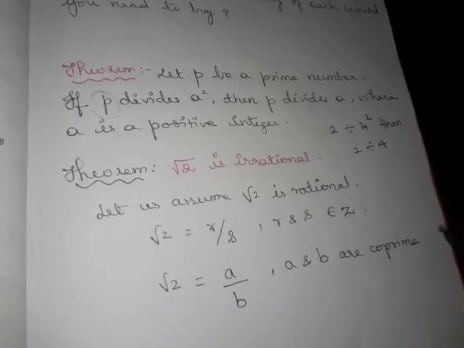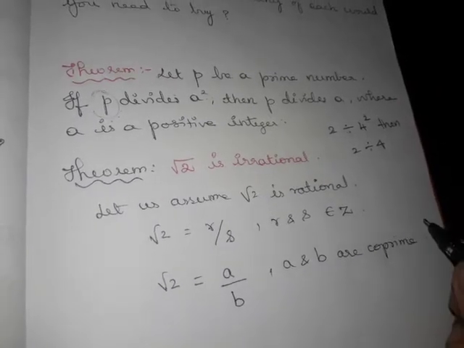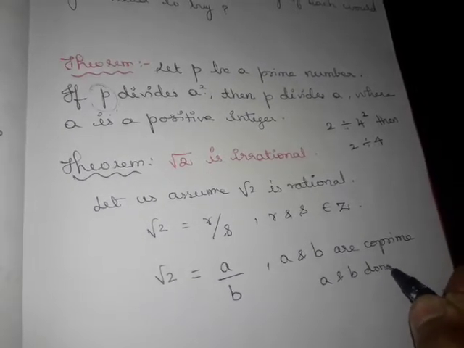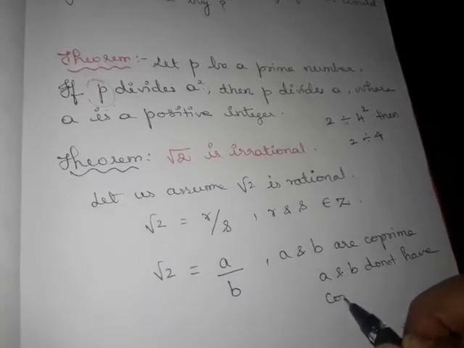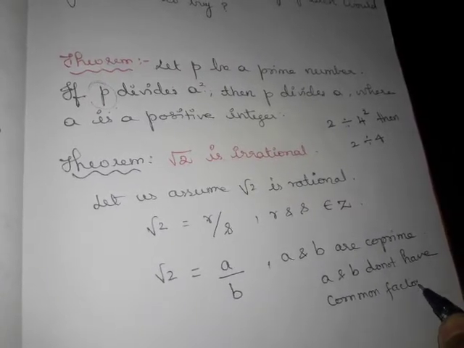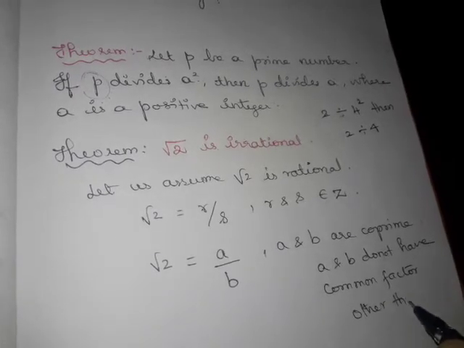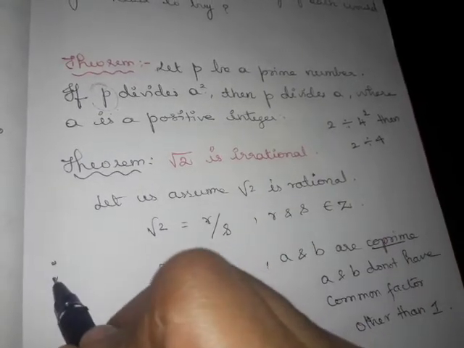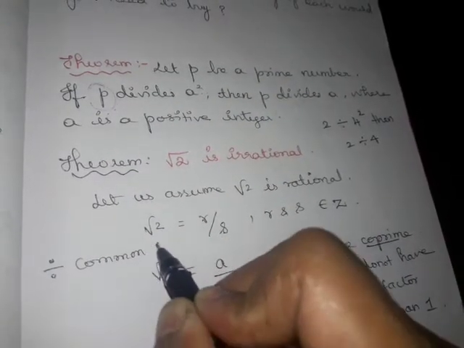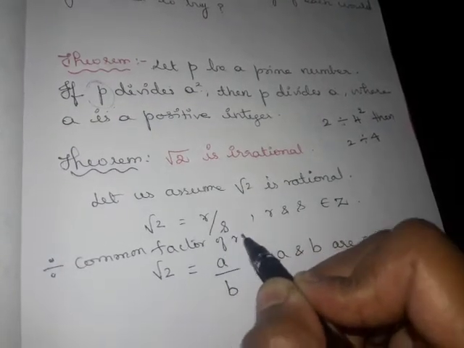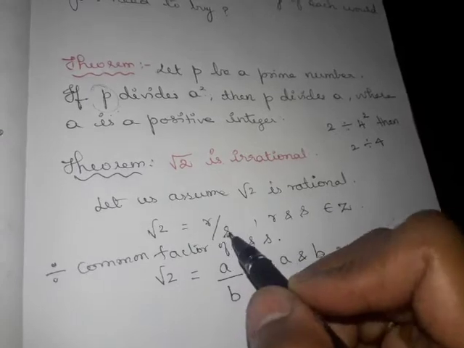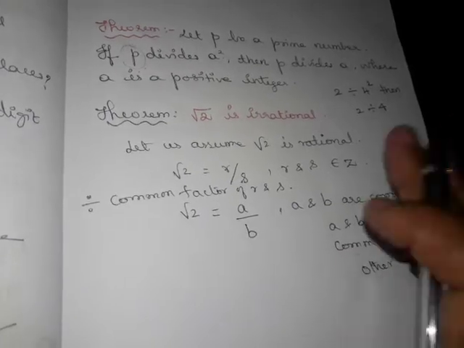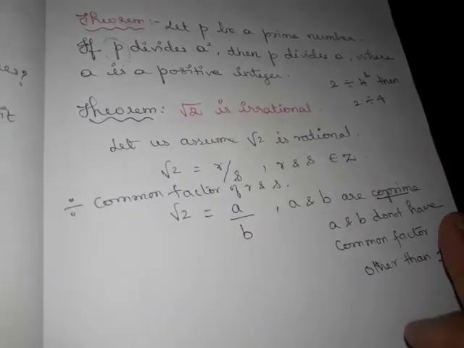What is meant by co-prime? Co-prime means they do not have a common factor, which means A and B do not have a common factor other than 1. This is the meaning of co-prime. What we did here was divide by the common factor of R and S. We have simplified this. So now we have arrived at root 2 is equal to A by B, where A and B are co-prime numbers. A and B do not have any common factor.